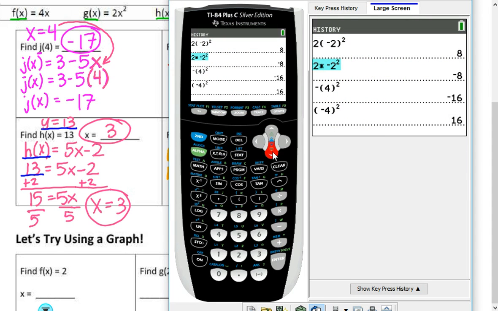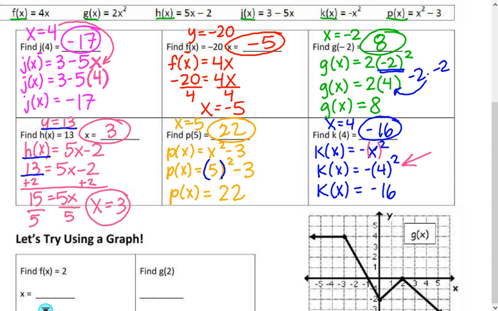So again, this was -x squared. So my x value was +4. So I did the negative on the outside. I only replaced my variable with the parentheses and the number. So -16 is the correct answer for this one. Alright, if you typed it in your calculator this way, you would have gotten +16, which is the wrong answer. So again, be very careful how you're inputting these things into the calculator.